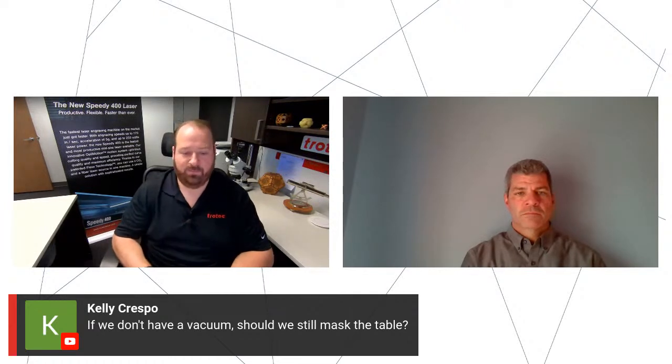If we don't have a vacuum, should we still mask the table? No, and that is the question. When you have the cutting tables that also have the vacuum underneath, I will cover the excess tables to create more of a vacuum. It holds the part down, which isn't as important, but mainly it pulls the excess debris and fumes through as you're cutting, and you'll get a cleaner part. You're going to get less flame. But if you don't have that capability, say you're running a Speedy 300 with the standard cutting table and you don't have the vacuum table, then you do not need to mask the excess table. It will not benefit you.